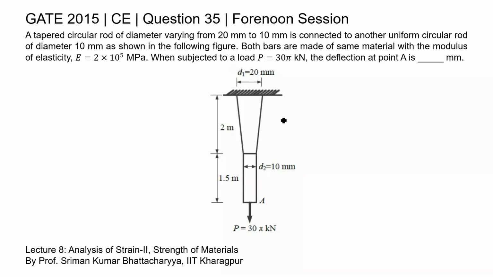A is. So in this question, two rods are given. The first rod is tapered in nature and the second rod is uniform in diameter. Both the rods are connected to each other, and a force of 30 pi kilonewton is acting at the bottom of the rod as depicted in this figure. Now we need to find the deflection at point A.